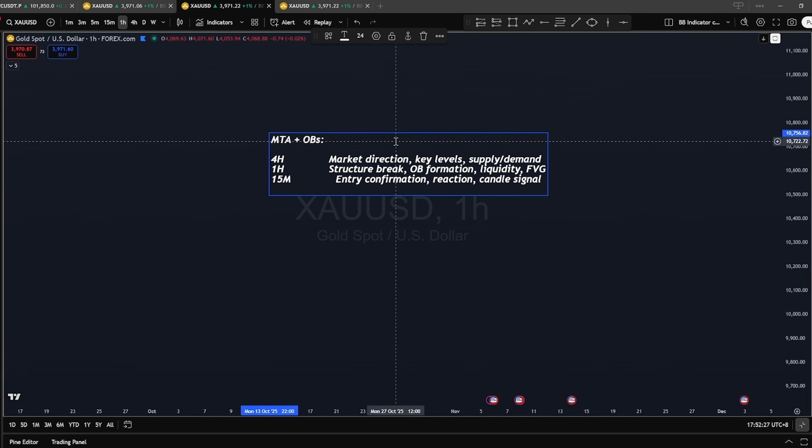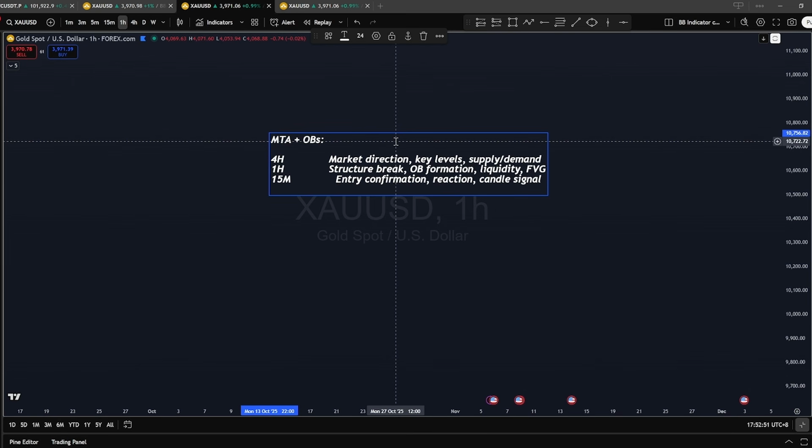Then when you drop down to the 1 hour time frame, that's where you start to notice the details. Where are your higher highs? Where are your higher lows? Are you in an uptrend or a downtrend, along with the 4 hour time frame? And that's where you can start marking out order blocks, your 1 hour order blocks, your 1 hour fair value gap, your 1 hour liquidity.